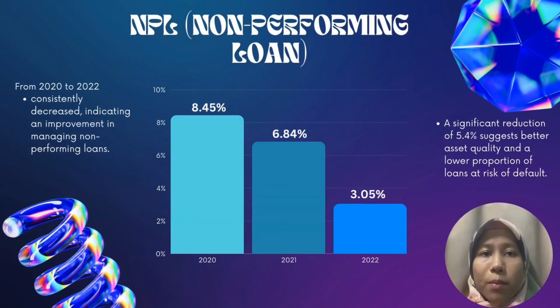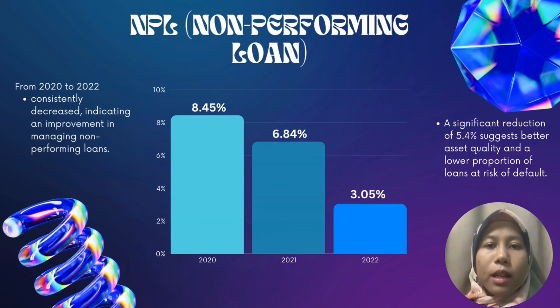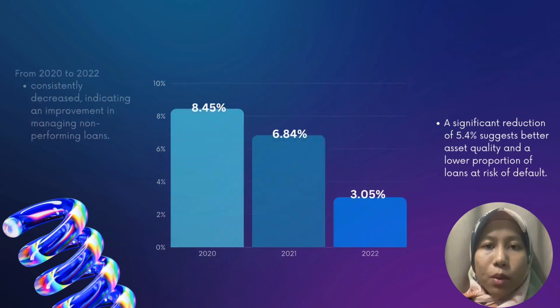Non-performing loan or NPL is a key component in assessing the overall asset quality of a bank. In the context of banking and finance, the lower the NPL, the better the asset quality of a bank will be. For this bank, the NPL amount has consistently decreased during the time period, indicating an improvement in managing non-performing loans. This means that a significant portion of the loan has been repaid.